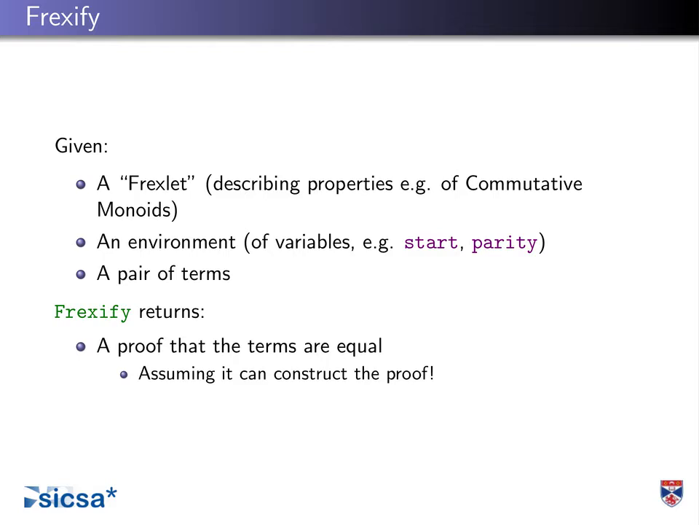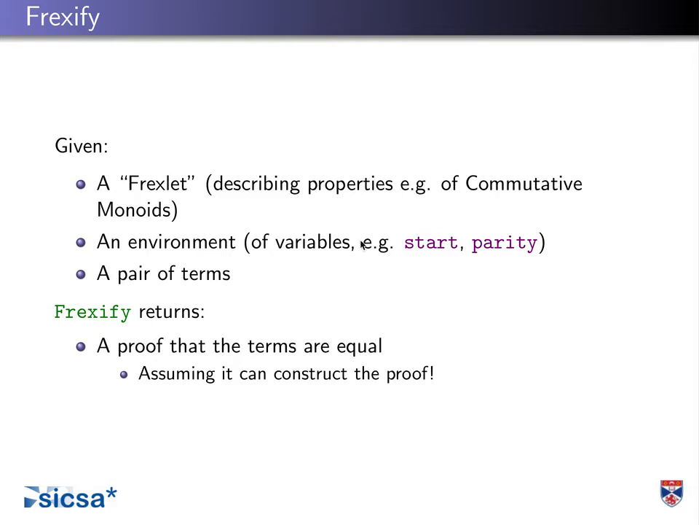So how to build expressions in that algebra, how to build terms in that algebra. What are the properties of them? So, for example, let's give the properties of commutative monoids. I say commutative monoids because that's the only one we've implemented so far. More Frexlets are work in progress. Commutative monoids are the ones we've implemented fully.